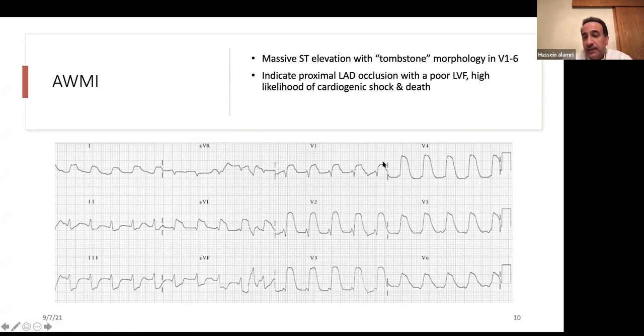Usually it indicates proximal LAD or left main disease. Usually these patients are either in cardiogenic shock or in cardiac arrest, and they have a very high risk of mortality. They call it the tombstoning pattern.